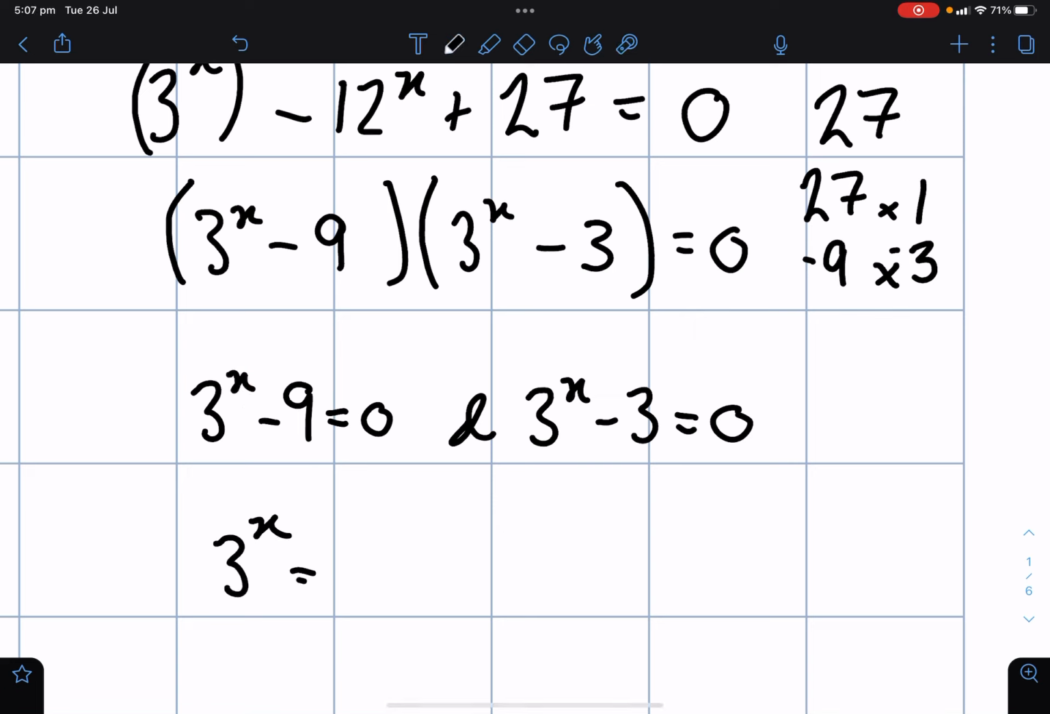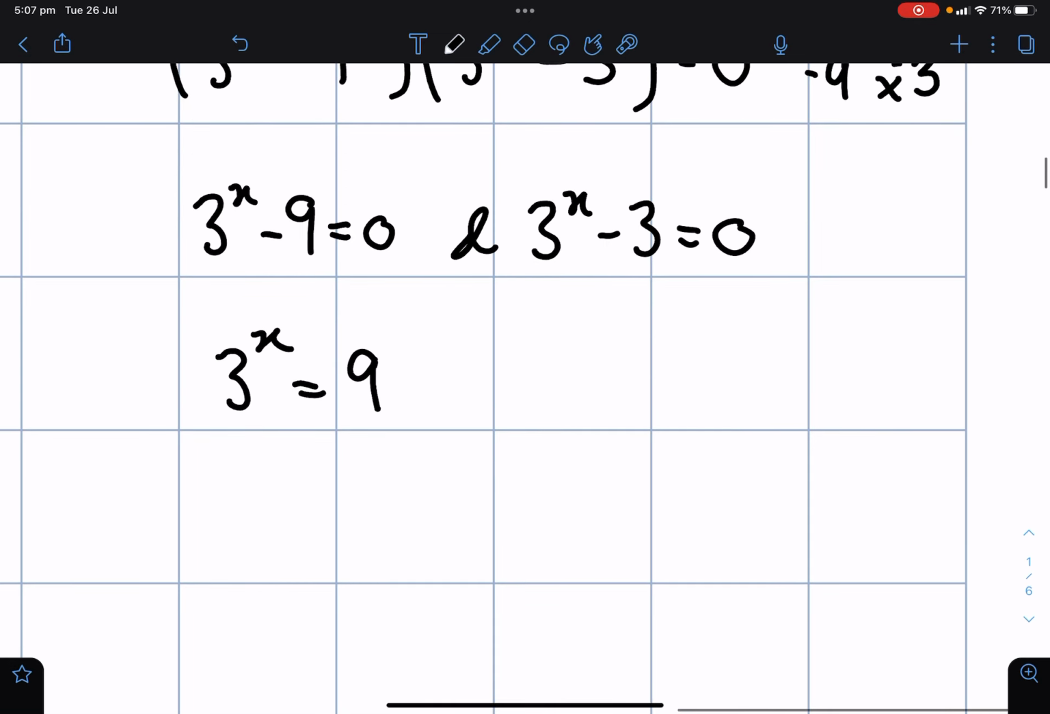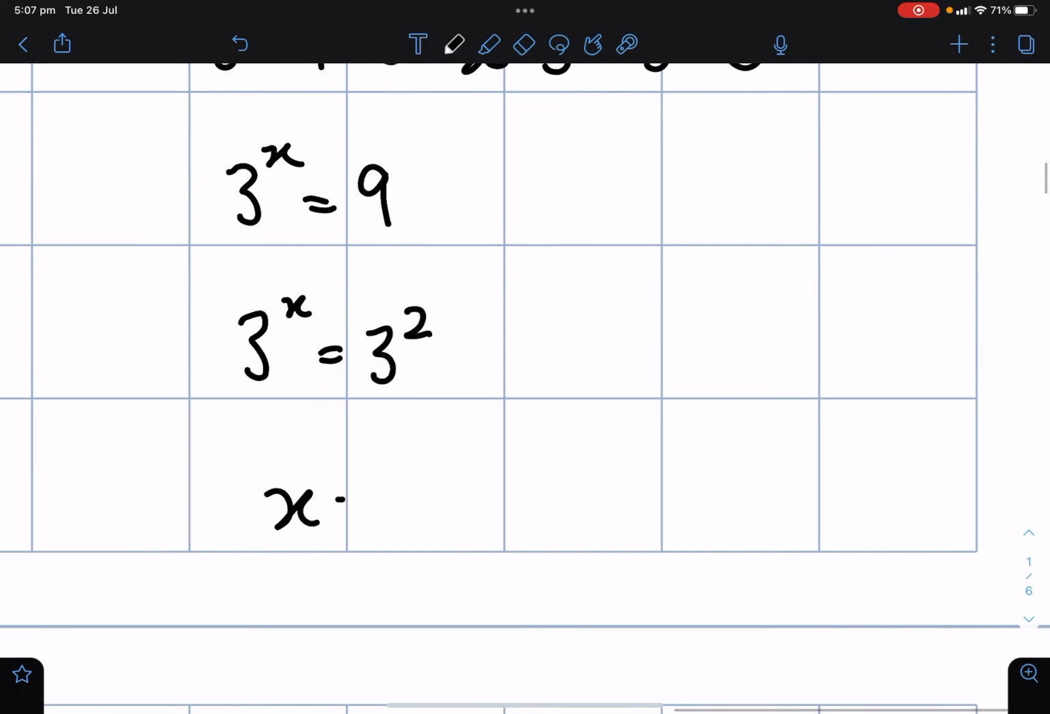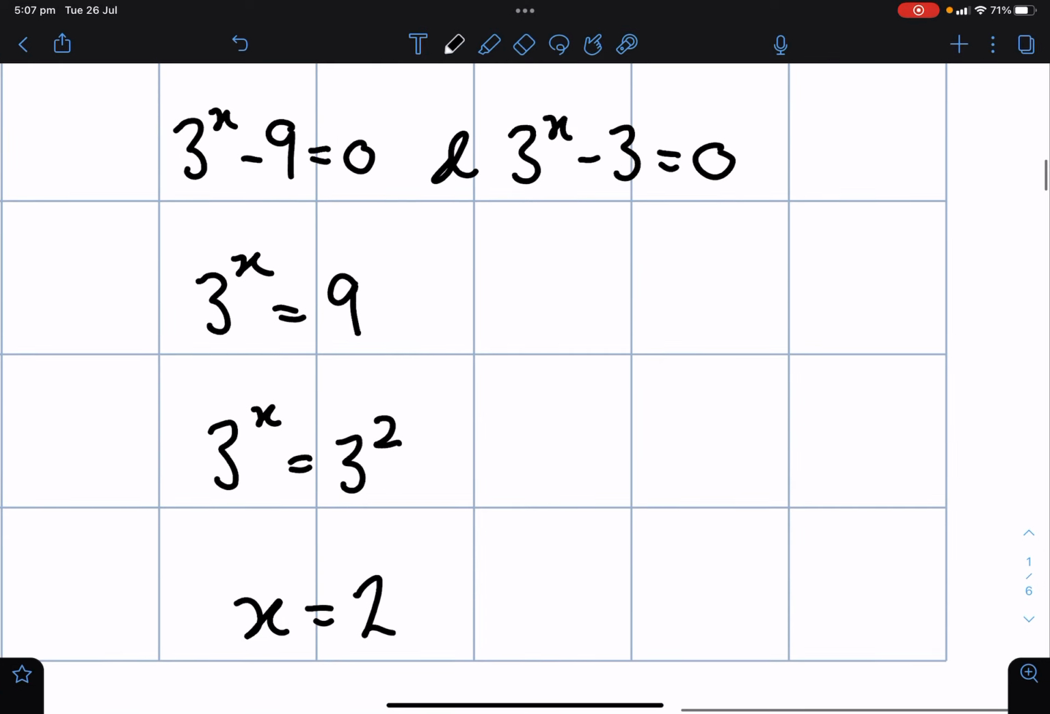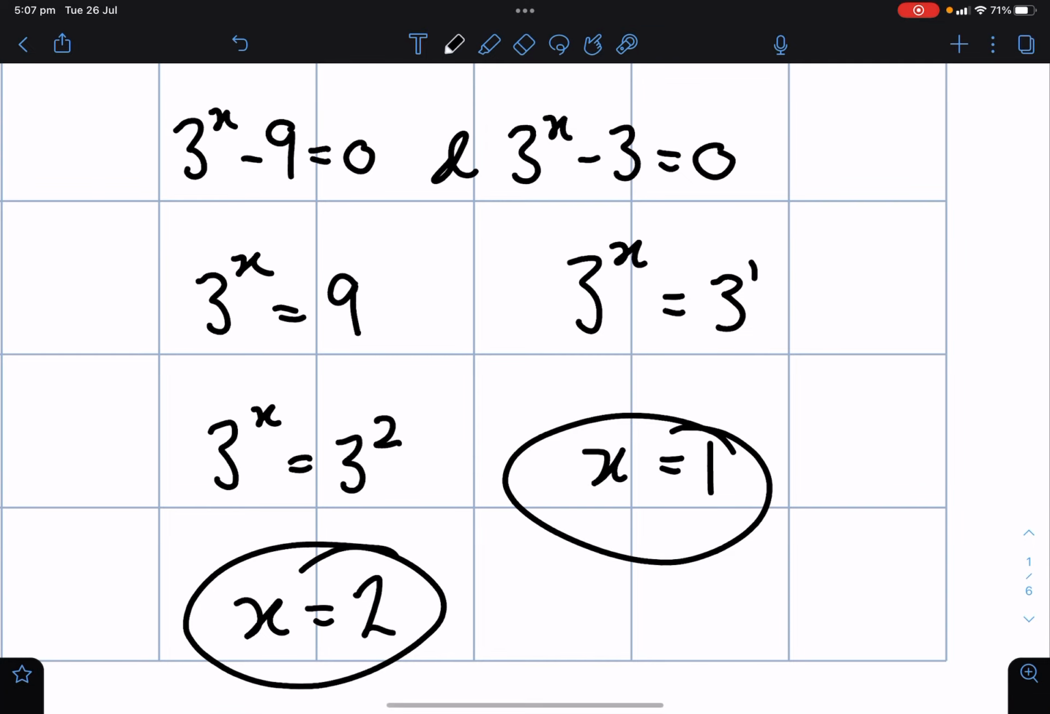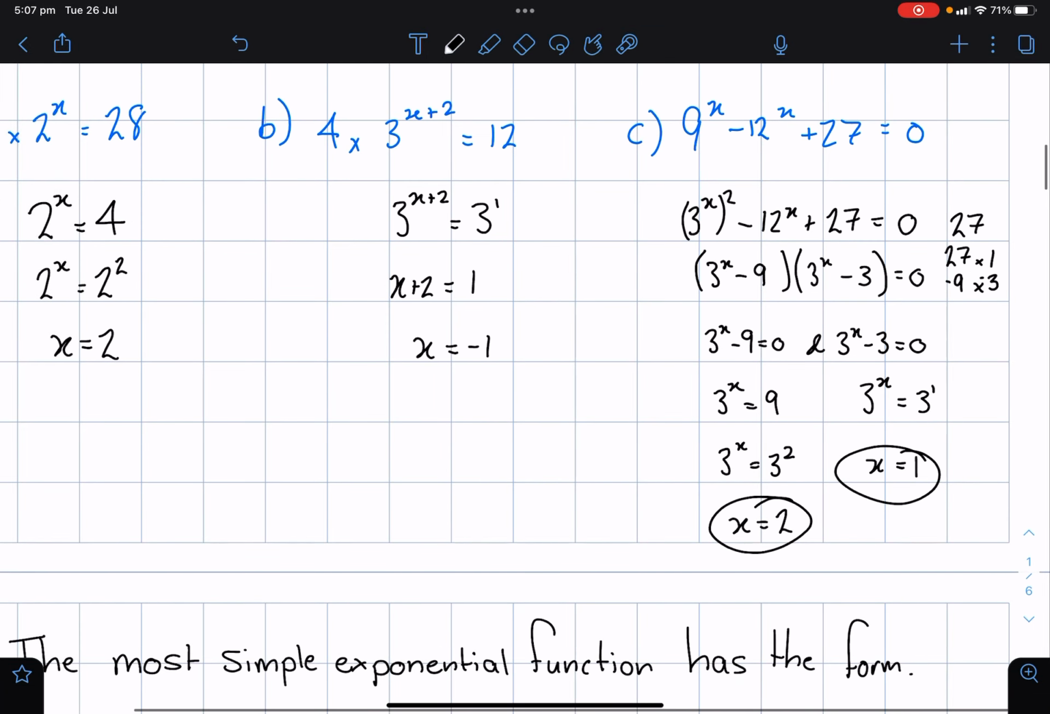3 to the power of x equals 9. Now 9 we know is 3 squared. And voila, we have the same bases, so we equate the indices, so x equals 2. But we also have the same thing on this side. 3 to the power of x equals 3. Remember, 3 is just 3 to the power of 1, so x equals 1. So there we have it. We have our two solutions, just like that.